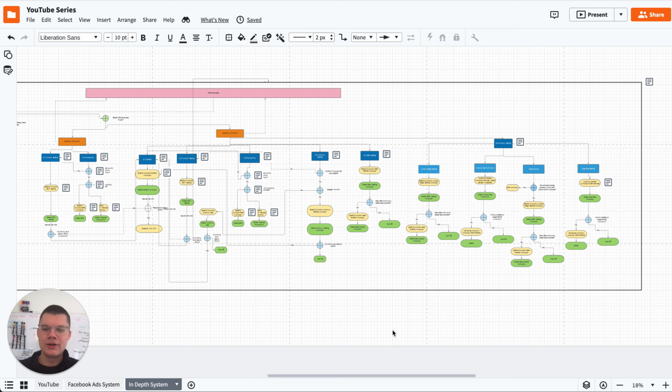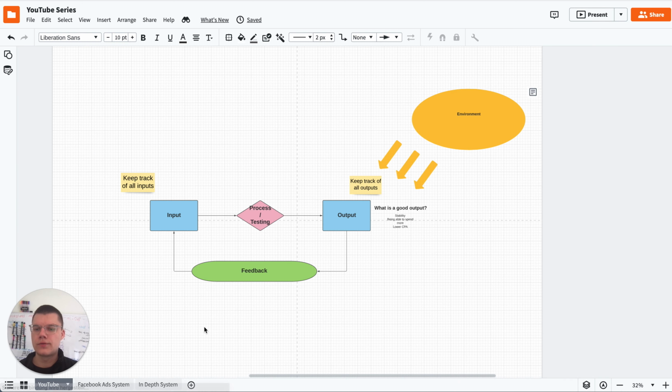Because this overview may look super complicated, I'm going to start you at the top level view, with a basic overview of what a system is and how it works. If you don't know what a system is, there are basically five components to it: we have our inputs, our processes, our outputs, our feedback, and the environment. So how can we portray this onto Facebook ads?